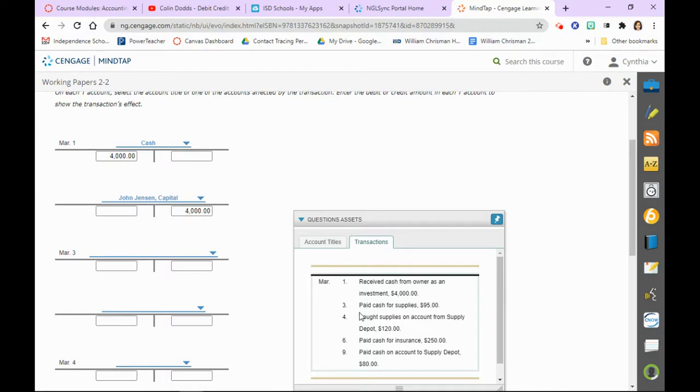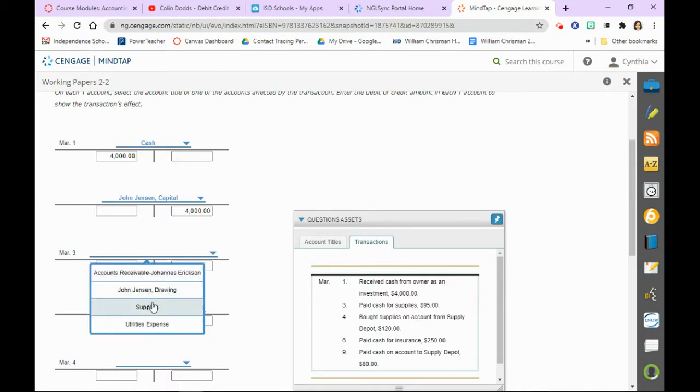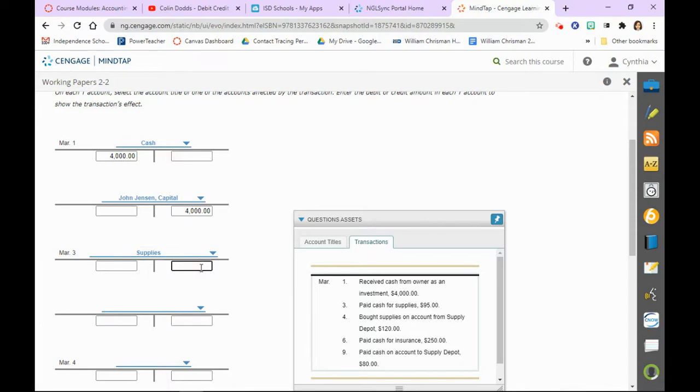So on that transaction, you're going to have cash and supplies. One is going to go up, one is going to go down. They are both assets. The one that is going up is going to go up with a debit, and that is supplies. And then cash is going down because we paid cash. So cash, since it's an asset and assets increase on the left-hand side, they decrease on the right-hand side. So supplies goes up with the debit and cash goes down with a credit.